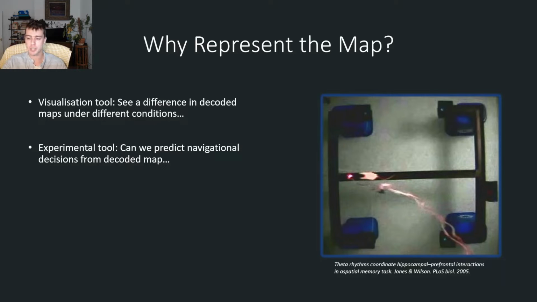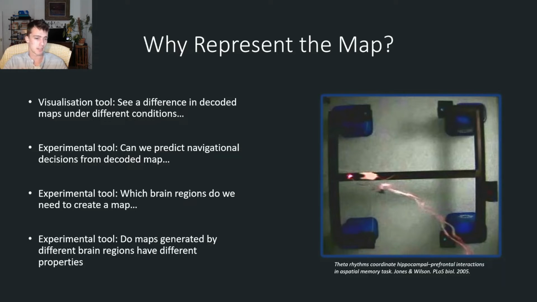We could also look at maps generated by data from different brain regions, which will give us insight both into which brain regions are sufficient to create a cognitive map, but might also tell us something about the role of each brain region in the construction of these maps by examining the different properties of maps coming from different brain regions. So to the right here is an image of the data collection process for this project, showing the map which we will try to decode in the end.